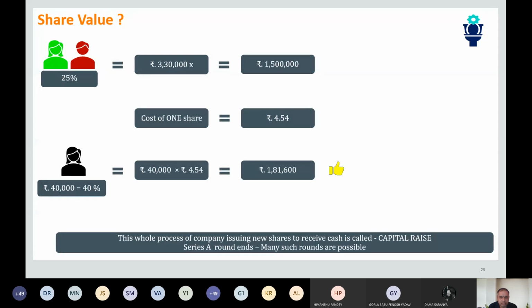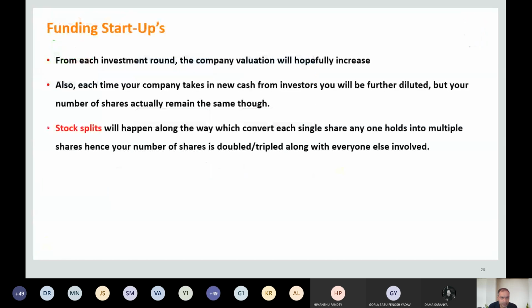So this is what we call a capital raise. Because your money value has increased, the investment in the company has risen a lot. So now this round is successful. If you are able to repeat this process again and again, then we can call it Series A, Series B, Series C, as I told you. So this process we call a share raise. So now the company is successful.